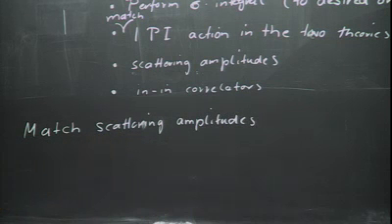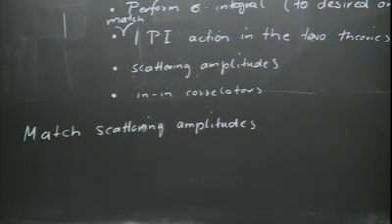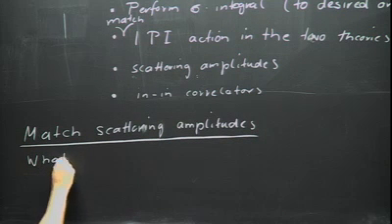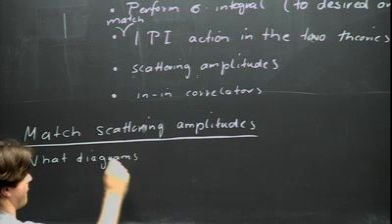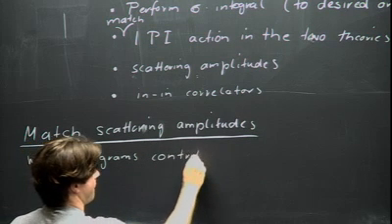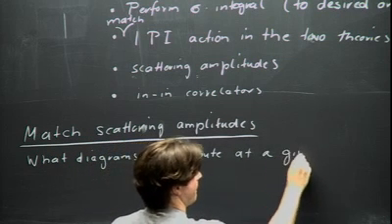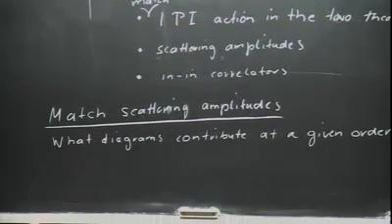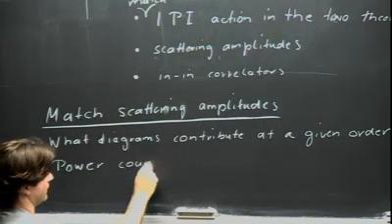So I'll match the scattering amplitudes, and the question we should ask is what diagrams contribute at a given order. And the answer to this we already saw in the first lecture, so this is given by the power counting, so we should understand the power counting for this theory.